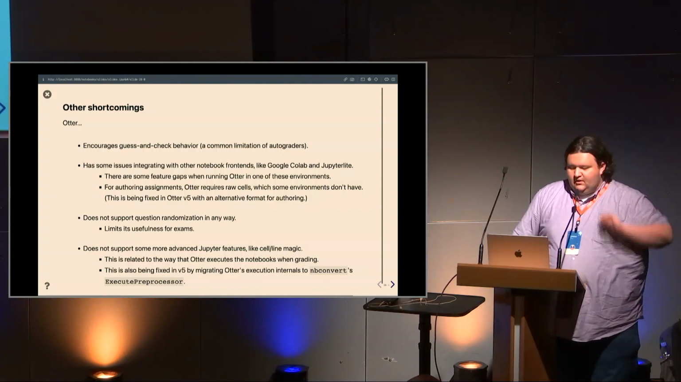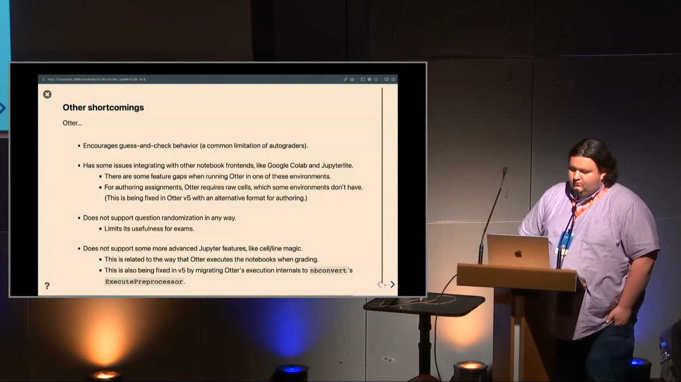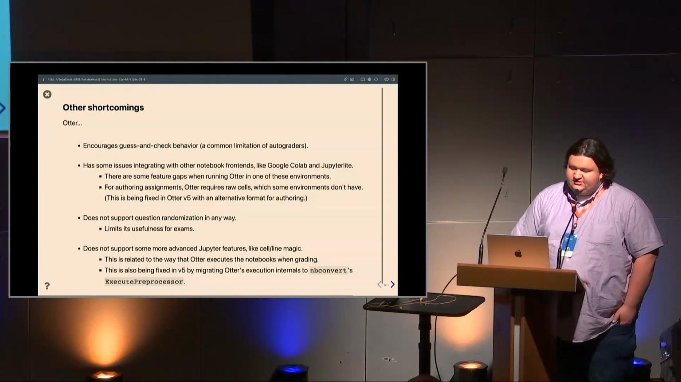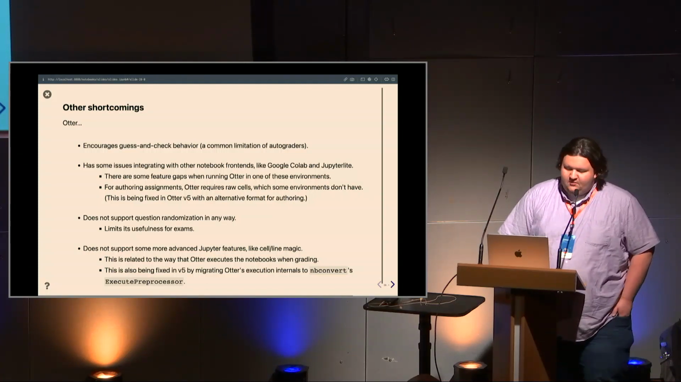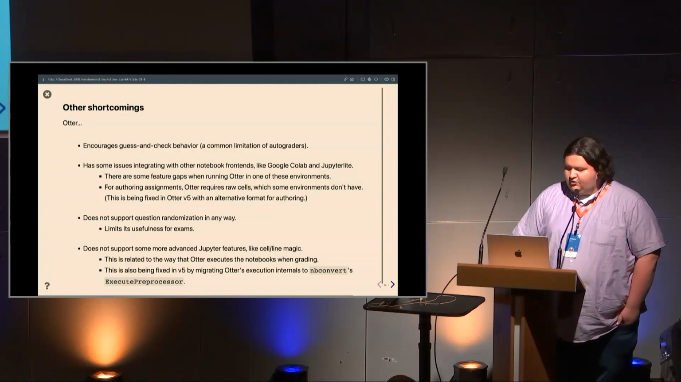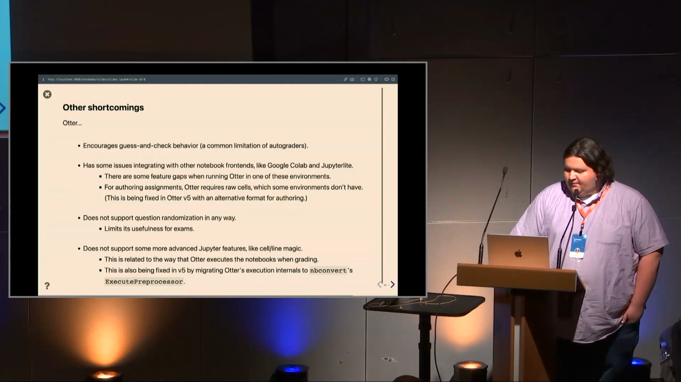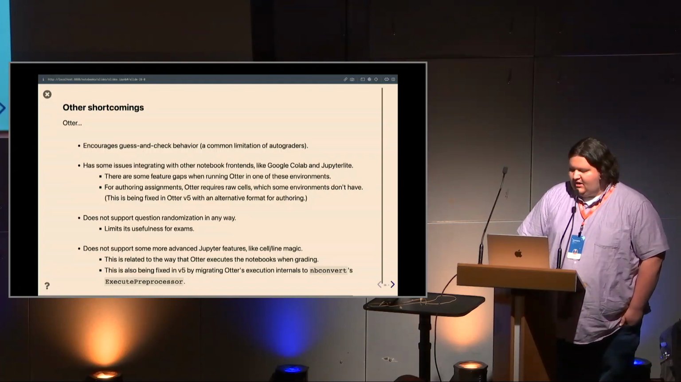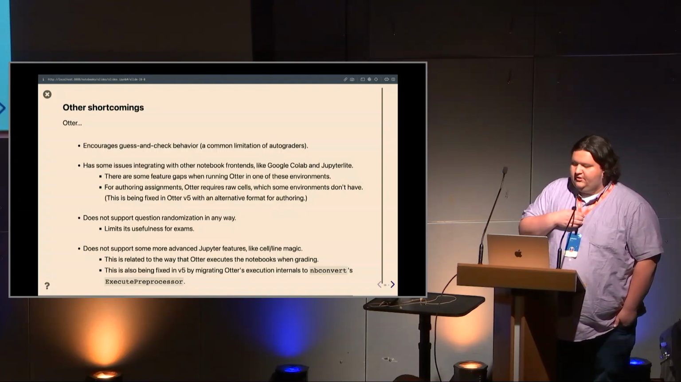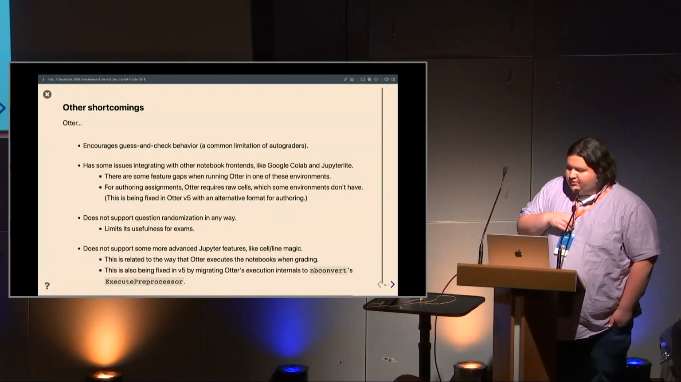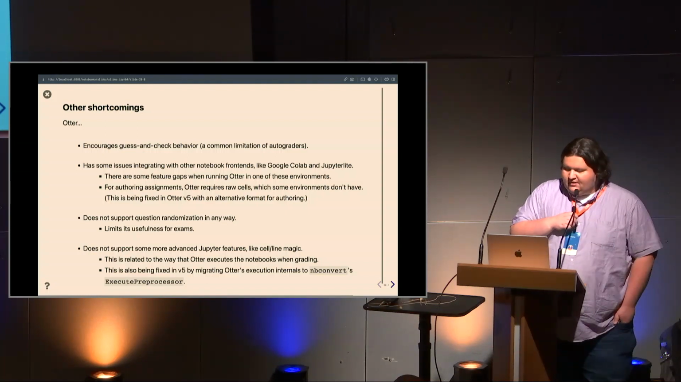Other things to think about, all autograders tend to encourage guess and check behavior, and Otter doesn't really do anything about that. We do have some issues integrating with other notebook front ends, things like Google Colab and Jupyter Lite. There are a couple feature gaps when running on those environments. These are things that we are working on. There are actively issues on our GitHub repo right now about increasing our compatibility with these front ends.